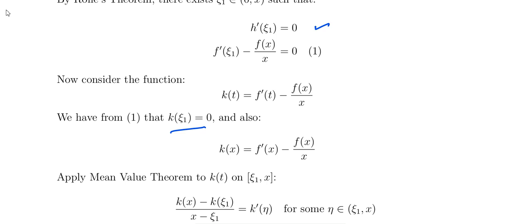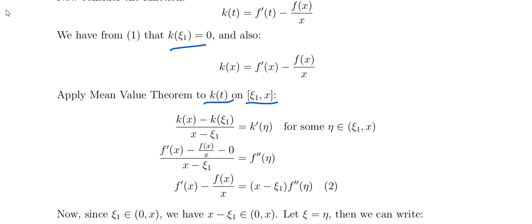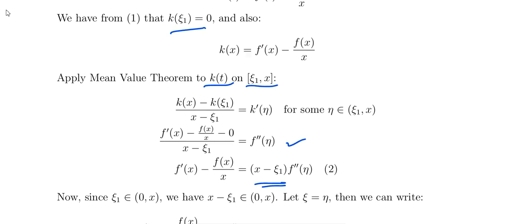So when you apply the mean value theorem to k of t on zeta 1 comma x, so k of x minus k of zeta 1 divided by x minus zeta 1. So zeta k dash of eta belongs to zeta 1 comma x. இதில் அப்ளை பண்ணிங்கன்னா உங்களுக்கு இது மாதிரி கிடைக்குது. ஏன்னா f dash k dash என்றது is equivalent to f double dash of eta. So zeta 1 என்றது 0 to x.